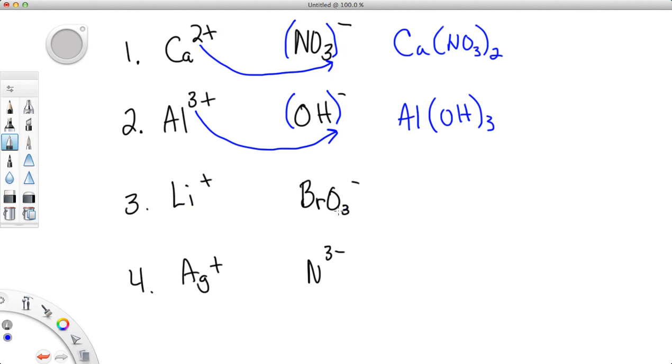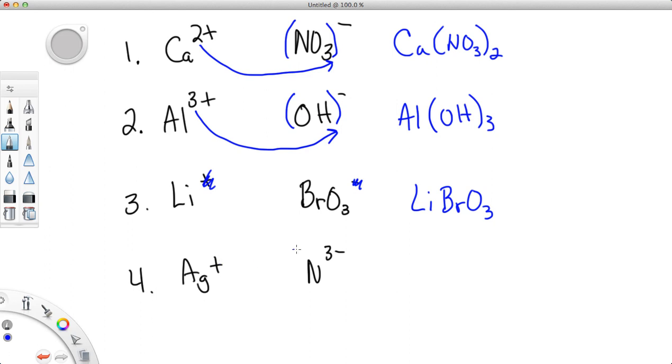Next up, Li plus, it's lost 1 electron. BrO3 minus, this is the bromate, it's gained 1 electron. They are equal and opposite, so we don't have to do anything. We can just scratch them off and write what we have. LiBrO3, lithium bromate.